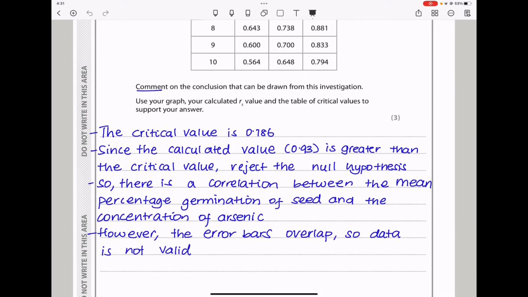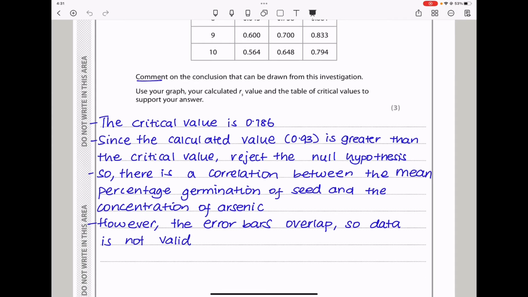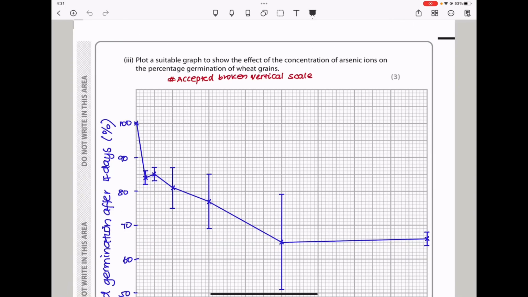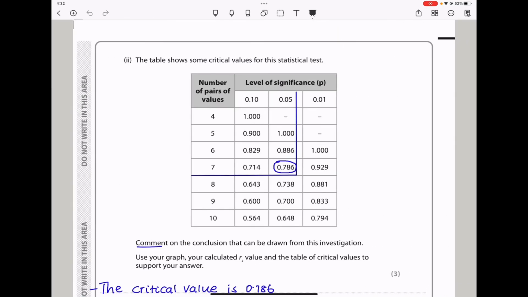So there is a correlation between the mean percentage germination of seeds and the concentration of arsenic. However, error bars overlap, so the data is not valid. If you can go back here, we can see there is great overlap in the data sets, so we can say the results are not going to be valid. This overlaps with that, and this overlaps with that, so we cannot know if the germinations at different concentrations are due to the variations or there is an error that was carried out during the experimentation.